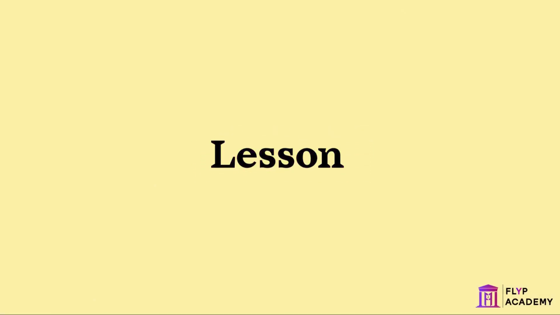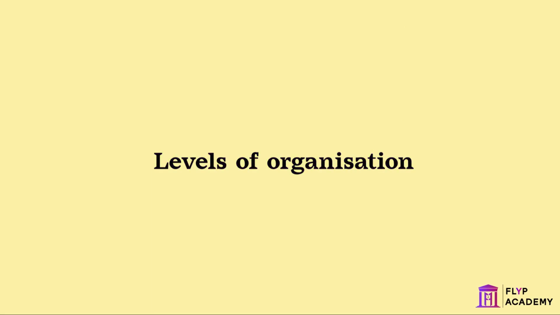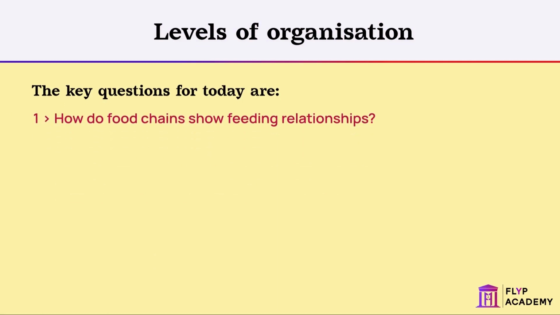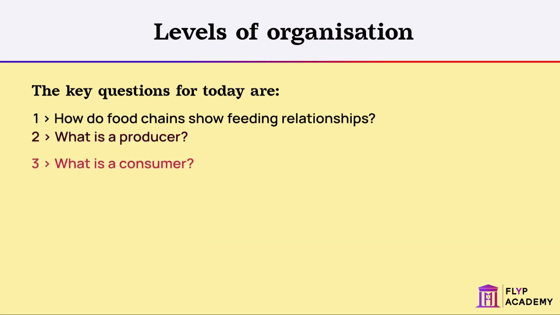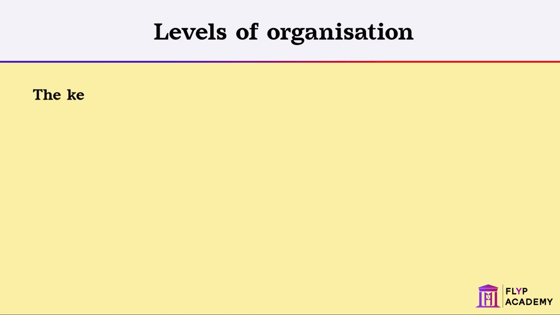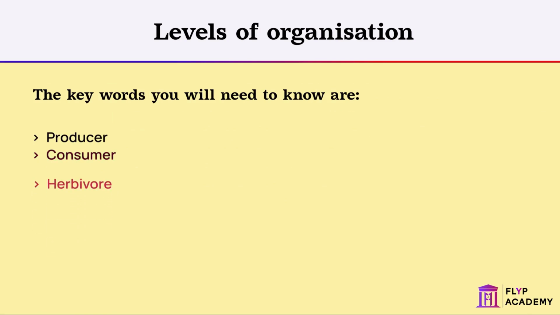Welcome to our lesson on levels of organisation. The key questions for today are: how do food chains show feeding relationships? What is a producer? What is a consumer? What is a predator? What is a prey? The key words you will need to know are producer, consumer, herbivore, carnivore, apex predator.